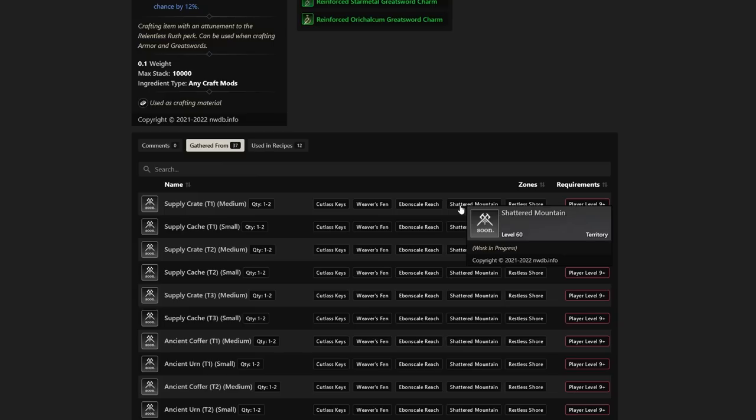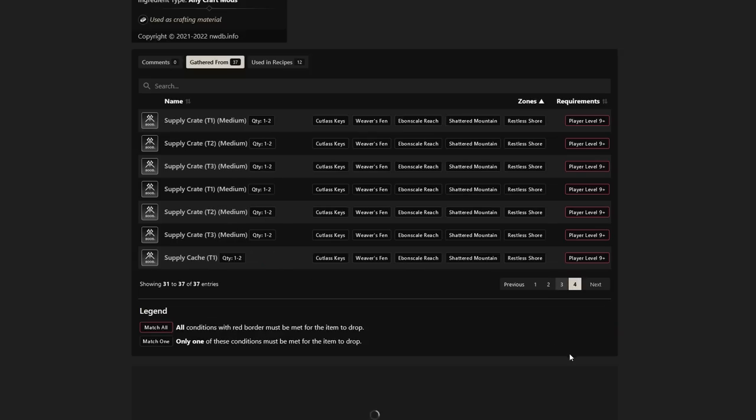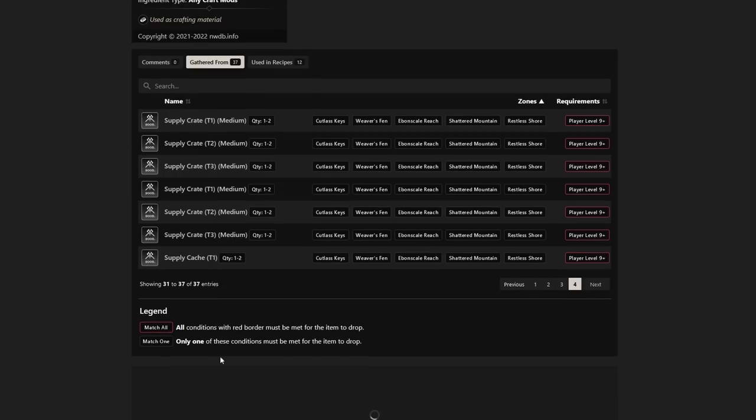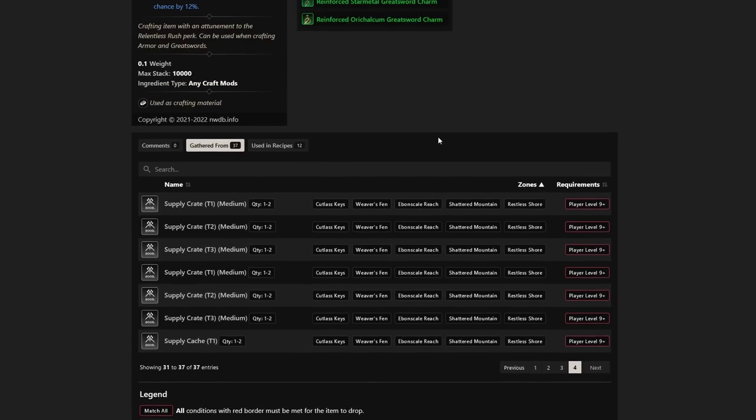are going to be making a ton of money. You can see here it doesn't say Reekwater. I don't know if that for sure means Reekwater is not an option to actually hunt these down. But from the looks of it, it is just Cutlass Keys, Weaver's Fen, Ebon Scale Reach, Shattered Mountain, and Restless Shore, according to New World Database. So just keep that in mind. If you are looking to do elite zones, or maybe even just do a supply cache run every day, these are going to be the places to be. Cutlass Keys, Weaver's Fen, Ebon Scale Reach, Shattered Mountain, and Restless Shore, like I said.